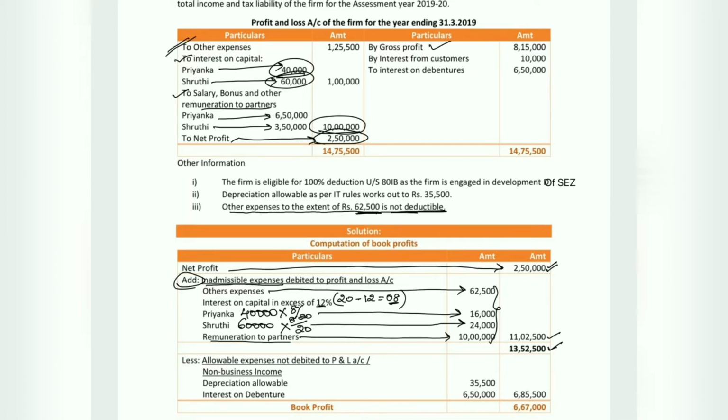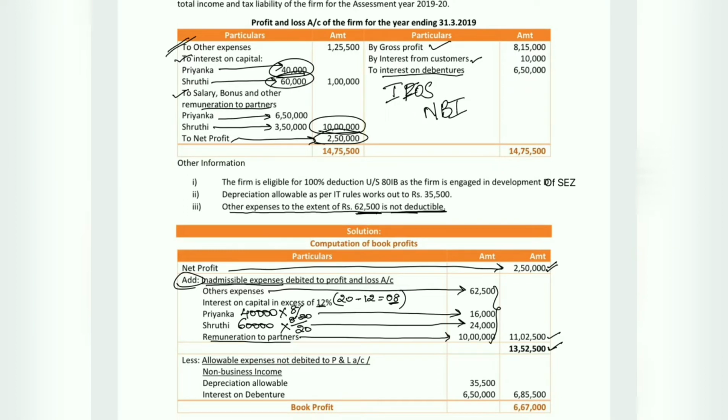Now let us look into the credit side of the profit and loss account. We have gross profit to the extent of 8,15,000 and interest from customers related to the business, 10,000, so we will ignore this. Then interest on debenture. Interest on debenture is taxed under the head income from other sources, so this is non-business income.